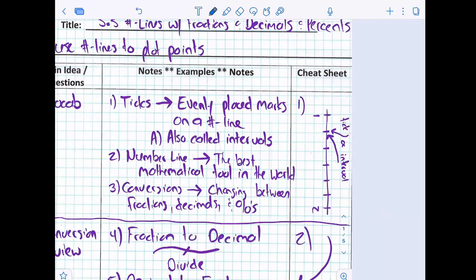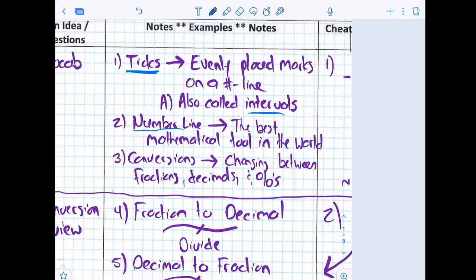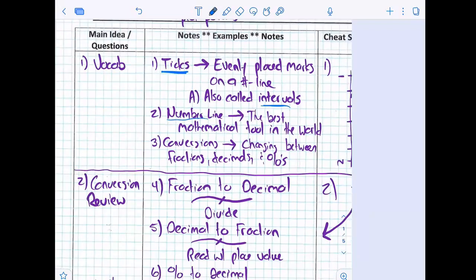What is another name for a tick mark on a number line? Interval. Beautiful. Best mathematical tool in the world is the number line. And when you change between fractions, decimals, and percents, what do we call those things again? Conversions.